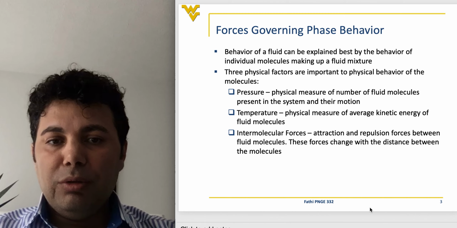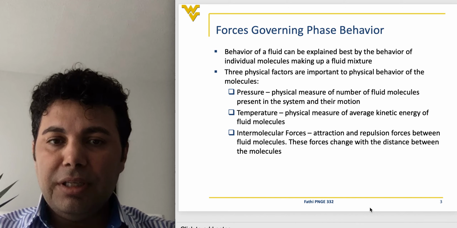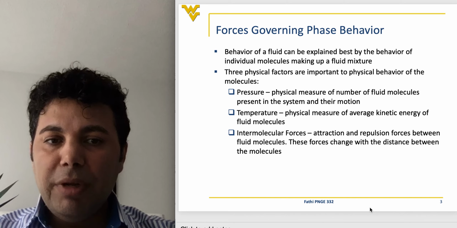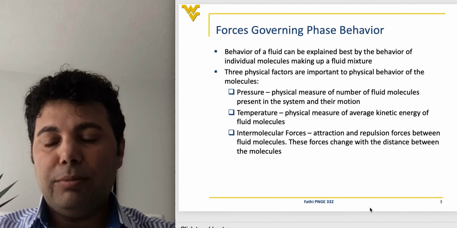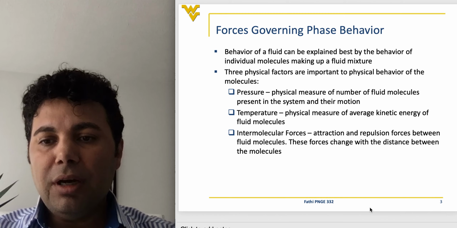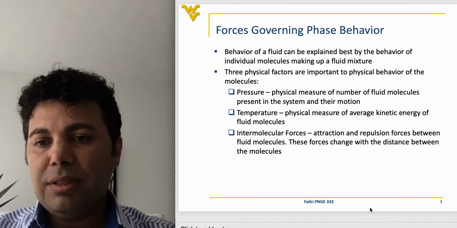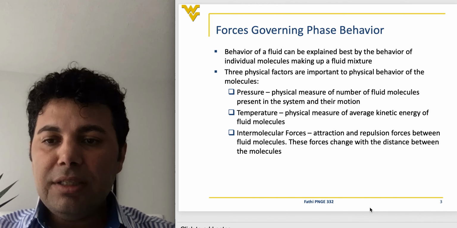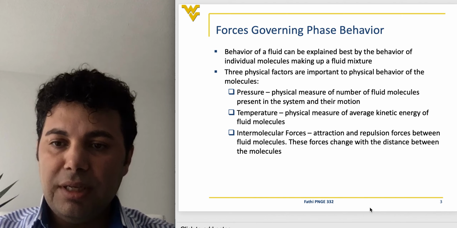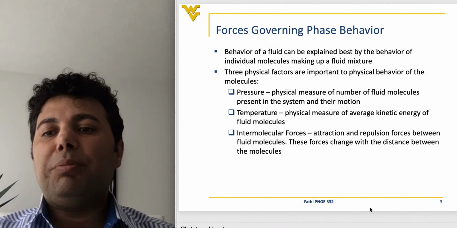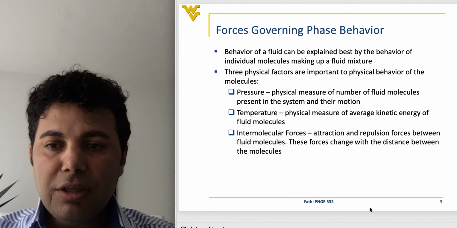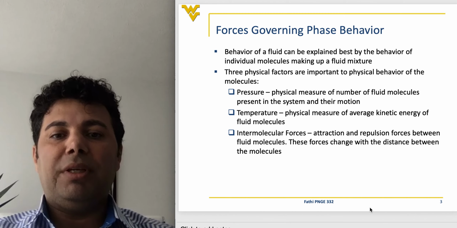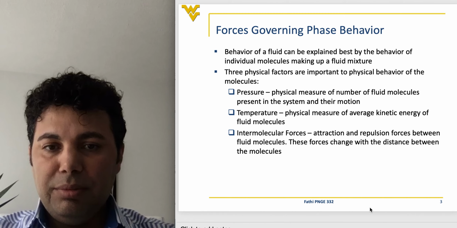Okay. So the definition of pressure is basically a physical measure of the number of fluid molecules present in the system and their motion. So pressure is nothing other than the number of molecules in the system and their motion. As we increase the number of molecules in a unit volume, we are increasing the pressure in that unit volume. As we decrease the number of molecules in that unit volume, we are basically decreasing the pressure.